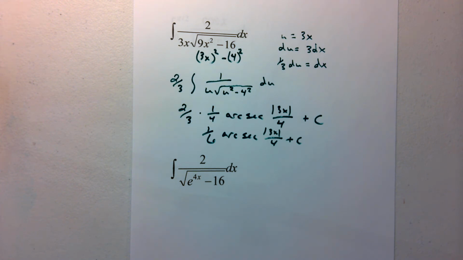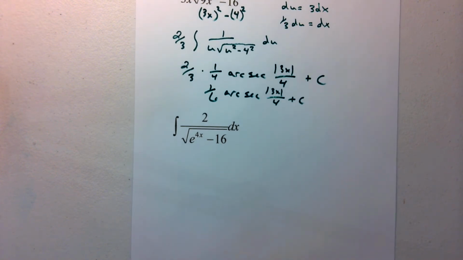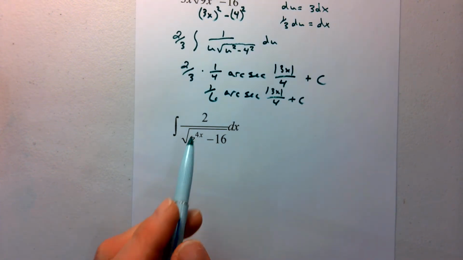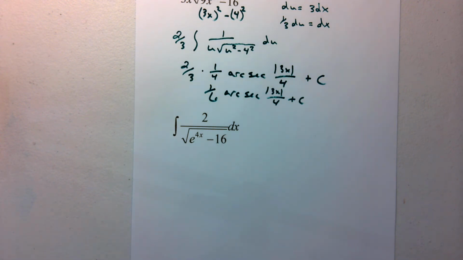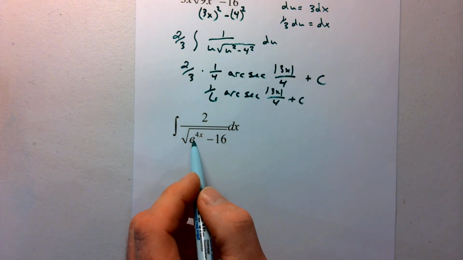Yay! All right, on our next problem then, we have 2 divided by the square root of e to the 4x minus 16. Again, to me, this is going to be an arcsecant. Why do I see that?